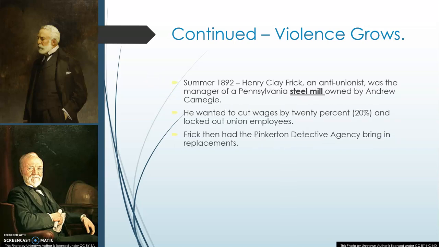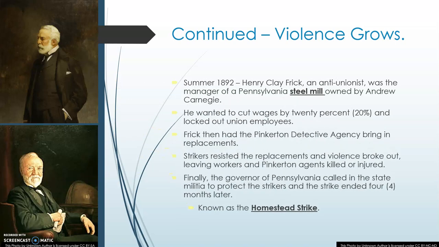Summer 1892, Henry Clay Frick, who you see up here, an anti-unionist, meaning he was against unions, was a manager of a Pennsylvania steel mill that was owned by Andrew Carnegie. You've learned a little bit about Andrew Carnegie already as well. And Frick wanted to cut wages by 20% and locked out union employees from working. Frick then had the Pinkerton Detective Agency bring in replacements. Strikers resisted the replacements and violence broke out, leaving workers and Pinkerton agents killed or injured. Finally, the governor of Pennsylvania called in the state militia to protect the strikers, and the strike ended 4 months later. This is known as the Homestead Strike.